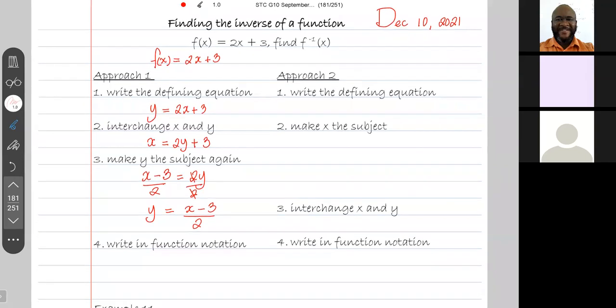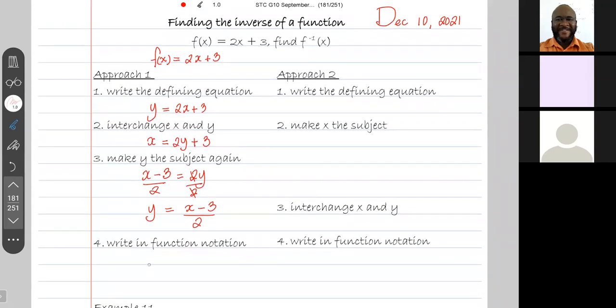And step 4 is just for us to what? Take out y and say f inverse of x is equal to x minus 3 divided by 2. So we're learning to find the inverse of a function. Finding the inverse of a function has 4 steps.